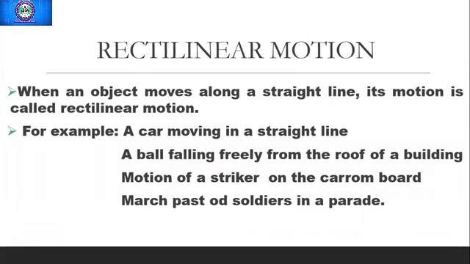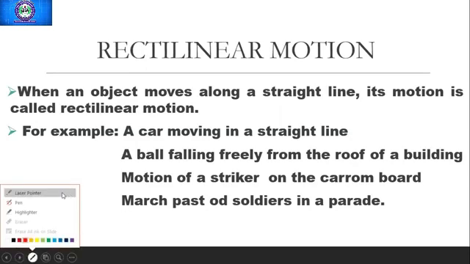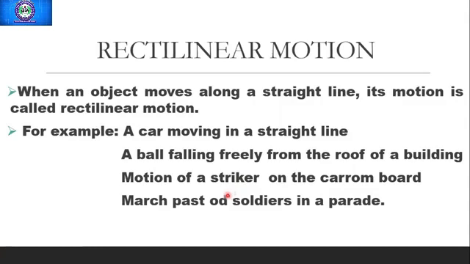So, we have read about rectilinear motion, okay? Any object which moves in a straight line is in rectilinear motion. Examples are a car moving in a straight line, a ball falling freely from the roof of a building, motion of a striker on the carom board, and march past of soldiers in a parade.